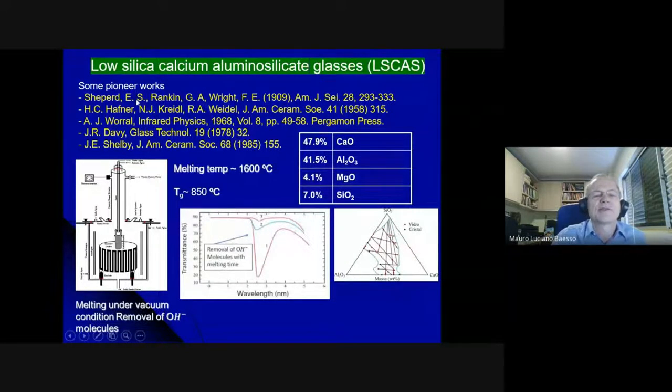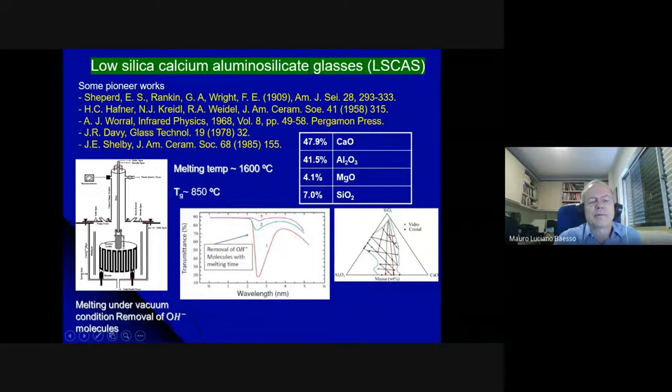The history of this glass: it was developed at the beginning of last century, and the composition is basically aluminium and calcium, with a little bit of silica. It's not just aluminate, it's aluminum silicate, but with a very low concentration of silica. With that, the temperature of fusion is 1600 Celsius. The glass transition temperature is 850 Celsius, which means it is one of the highest glass transition temperatures you have in glass. So this glass is very important.